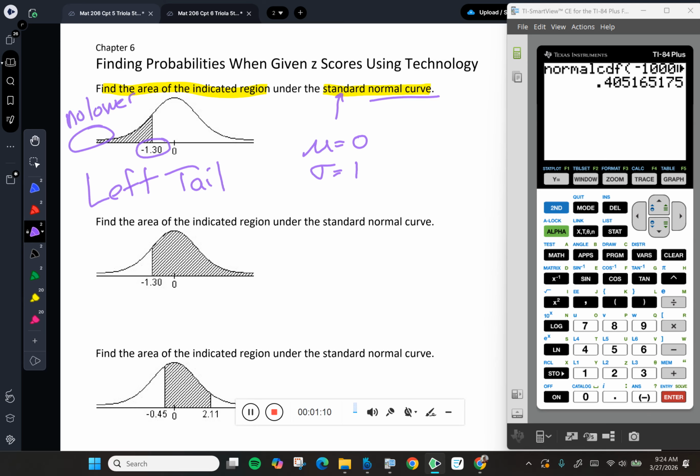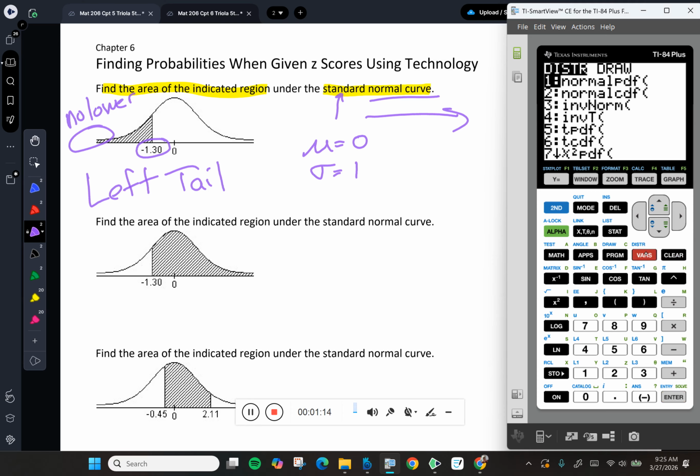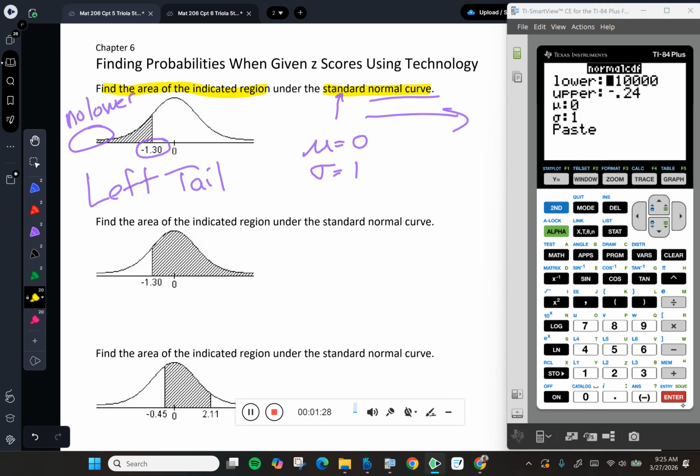All right, so now I'm going to go to the calculator. I'm going to go to my distribution menu, and I'm going to find that normal CDF, the normal cumulative density function, which finds area under a normal curve. It's going to ask me for a lower limit. As I stated a moment ago, no lower limit was given in the problem. Since there is no lower limit, we choose a large negative number. I've got negative 10,000 there.